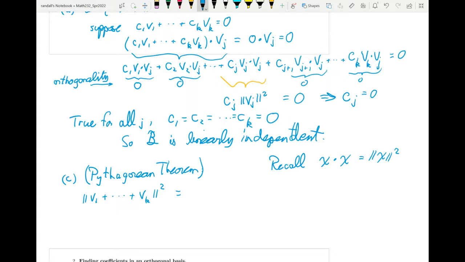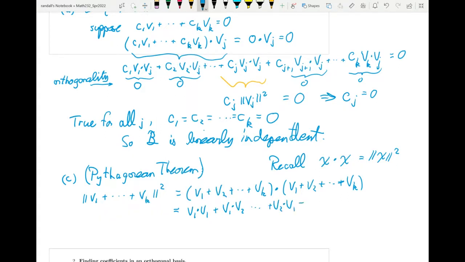So if I want to compute the norm squared of this vector, I can take the dot product with itself. So let's do that. v1 plus v2 plus dot dot dot vk, dotted with v1 plus v2 all the way up to vk. Now I'm going to use distribution of the dot product. So I'm going to get v1 dot v1, and as I continue distributing the v1 across there, I'll have a bunch of terms. Then I'll come to the v2 part, and I'll have v2 dotted with v1, but I'll also have v2 dotted with v2, etc.